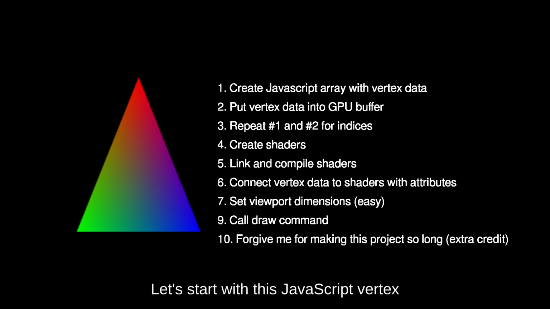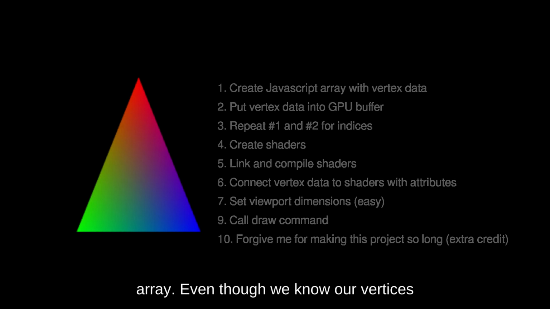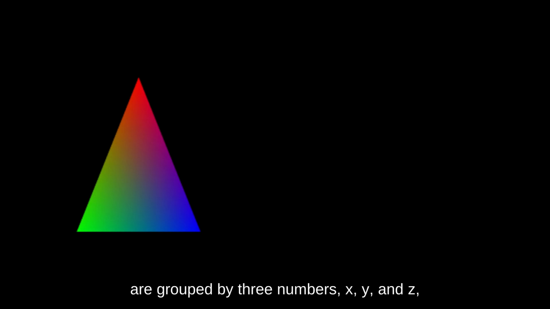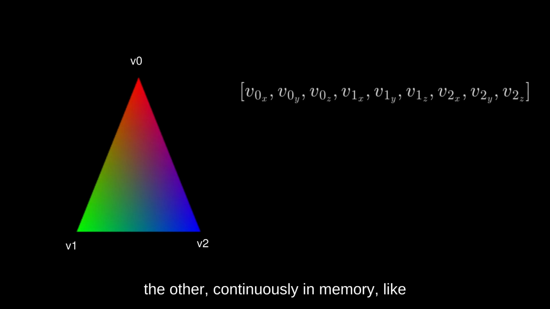Let's start with this JavaScript vertex array. Even though we know our vertices are grouped by three numbers, x, y, and z, that's something that WebGL is going to figure out later on as we tweak this further. The WebGL buffer is just going to store these vertex components one after the other contiguously in memory, like this.